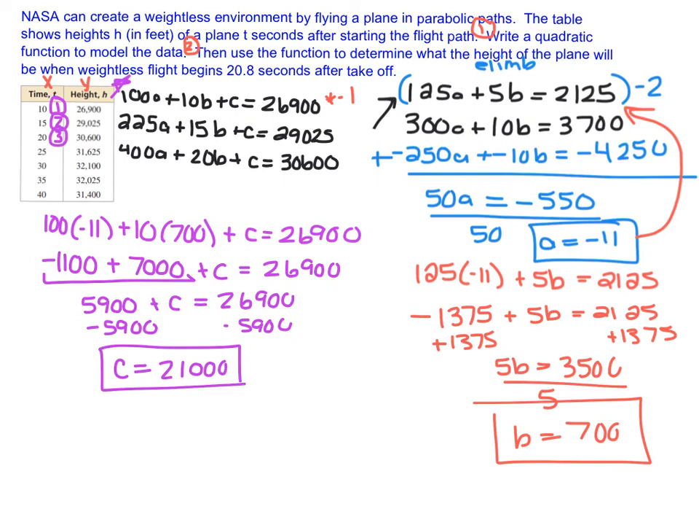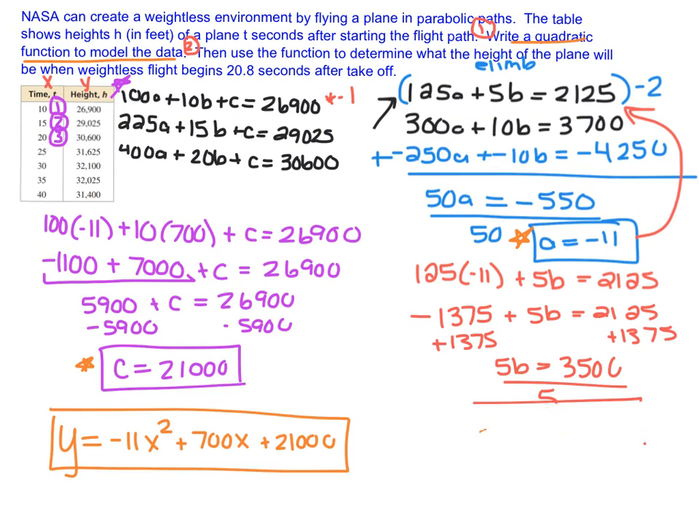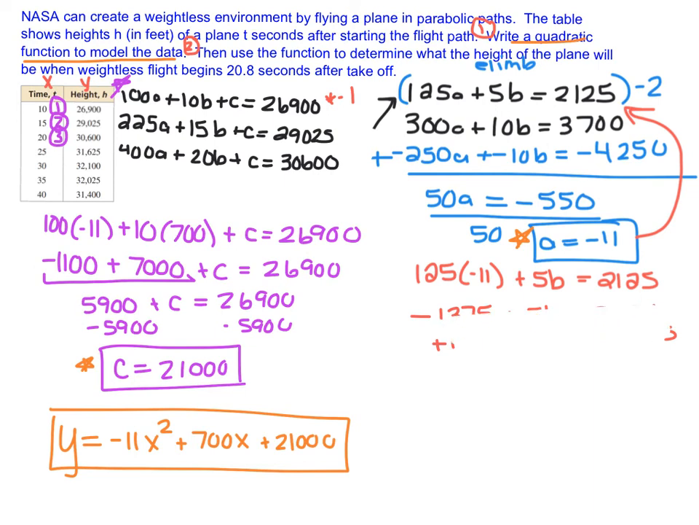So after all of this work, I finally found a, b, and c to write my equation here for part 1. So I can write my equation here as y equals my a value of negative 11 times x squared plus my b value of 700 times x plus my c value of 21,000. So the last thing I need to do here is answer that final question of what the height is going to be at the 20.8 second mark when weightless flight can actually begin.